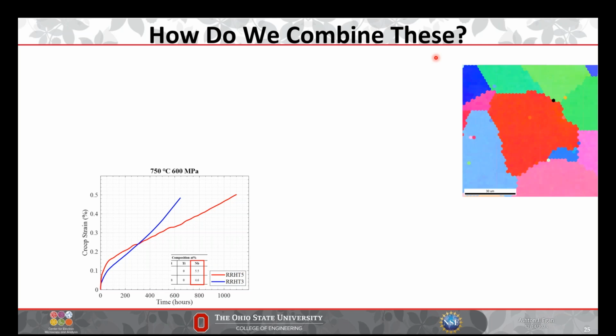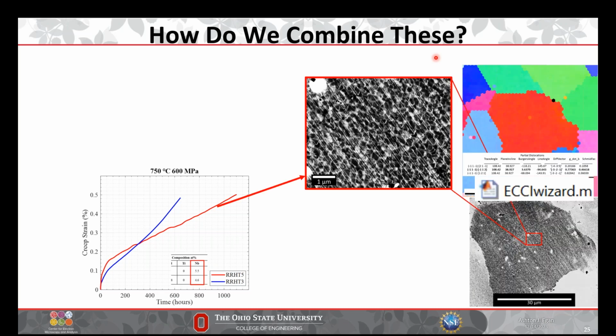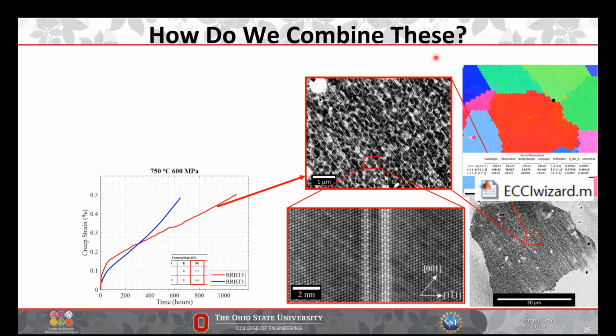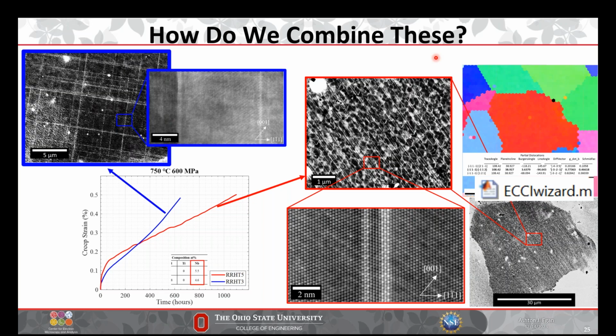And we've done EBSD on the sample, which has given us ECCI images of the deformation. And then we've used EBSD again to pull thin foils and look at these in atomic resolution, so we can measure the size of them. And then we've done this for the other alloy as well, right? And so how do we combine all this together to tell us, well, why are these two different?